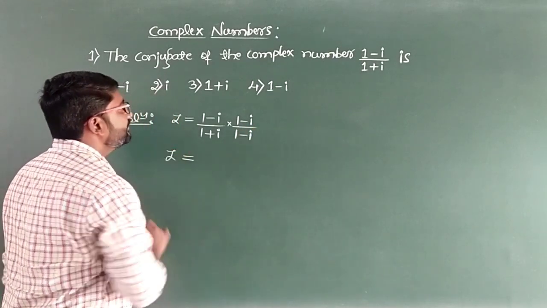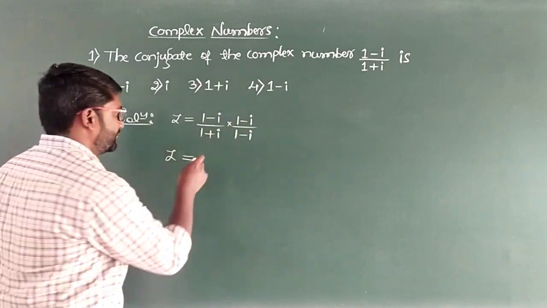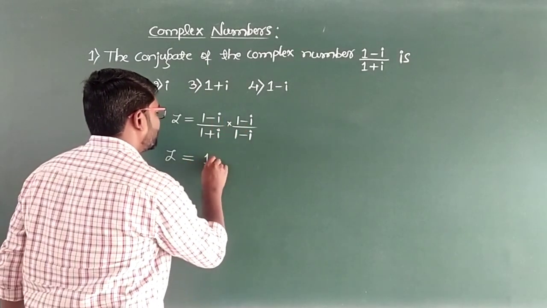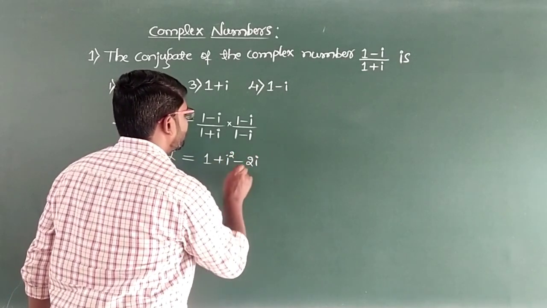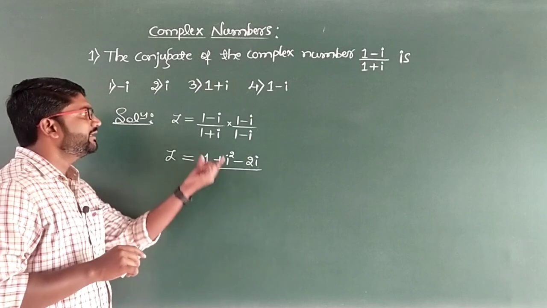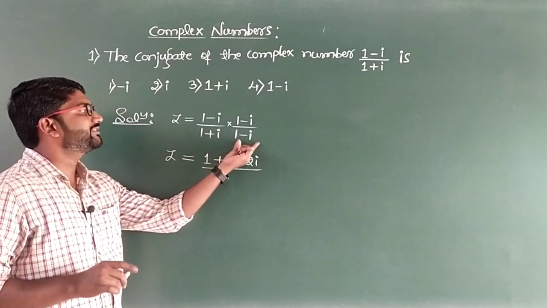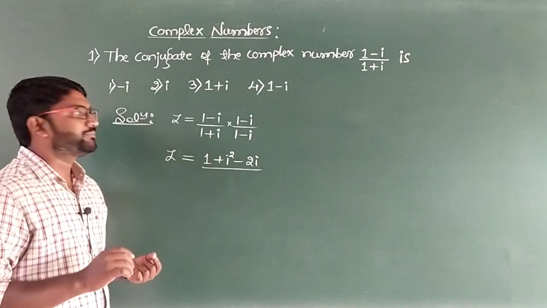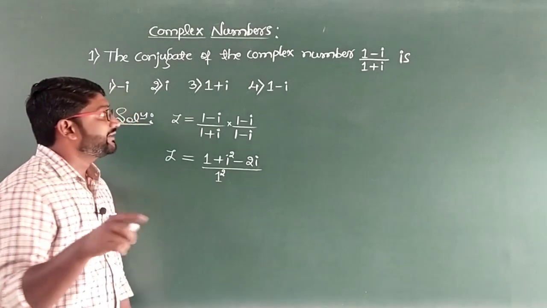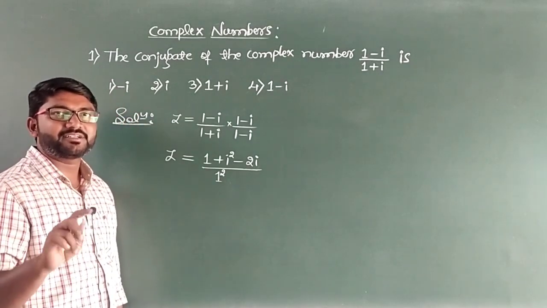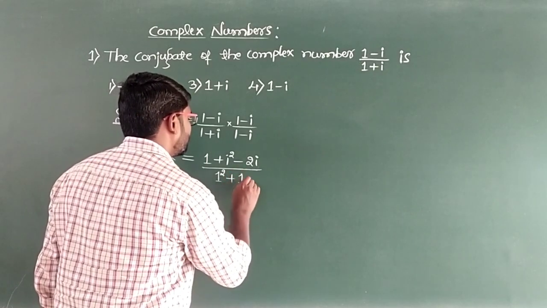z, which is equal to: a minus b into a minus b will be (a minus b) the whole square. So 1 square, it will be 1 plus b square, means i square, minus 2ab, means we get 2i, divided by (1 plus i) into (1 minus i). (a plus b) into (a minus b) will be a square minus b square. Overall we get 1 square, then minus i square. i square value is already minus 1. Minus into minus we get plus. So that is also 1 square.